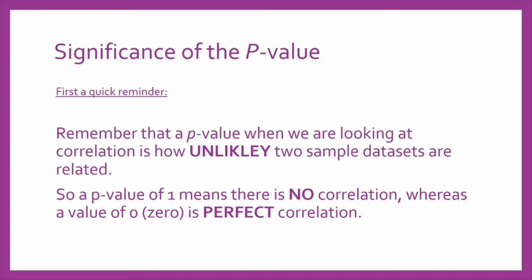So in layman's terms, if you have a p-value that is 1 or near 1 in value, there is no correlation. Whereas if you have a p-value which is 0 or near 0, you have a perfect correlation. Any value between 0 and 1 is somewhere within that range.